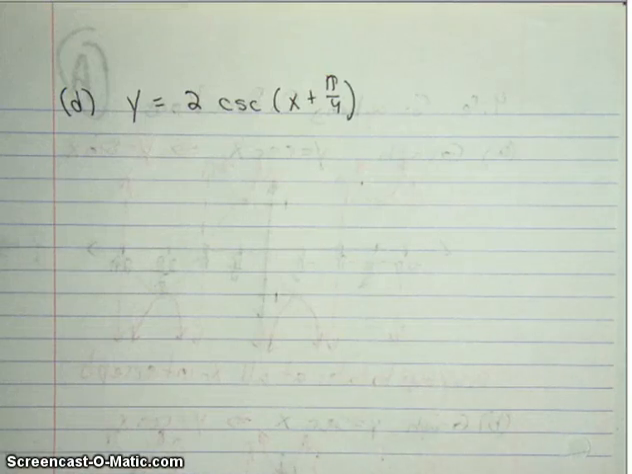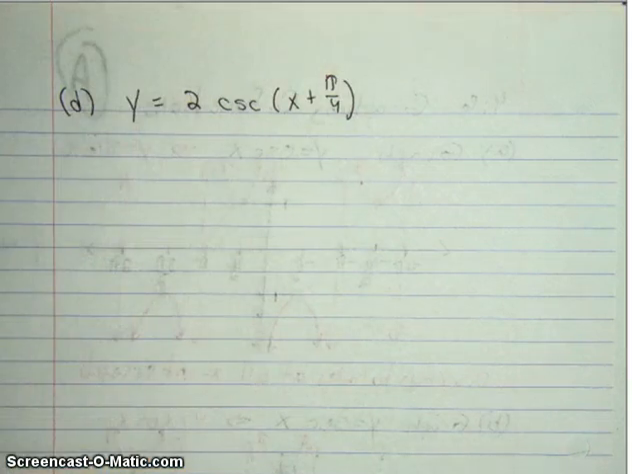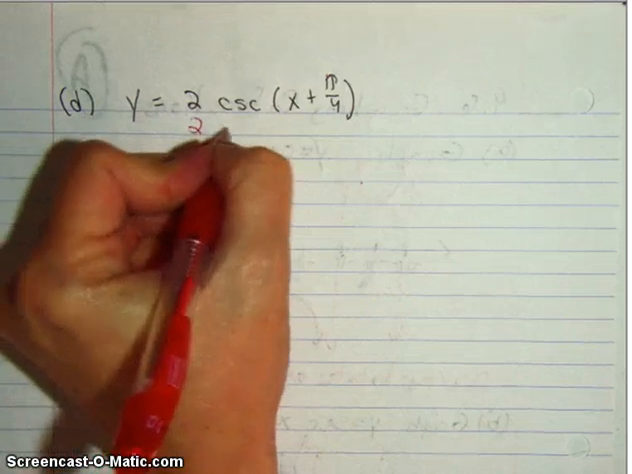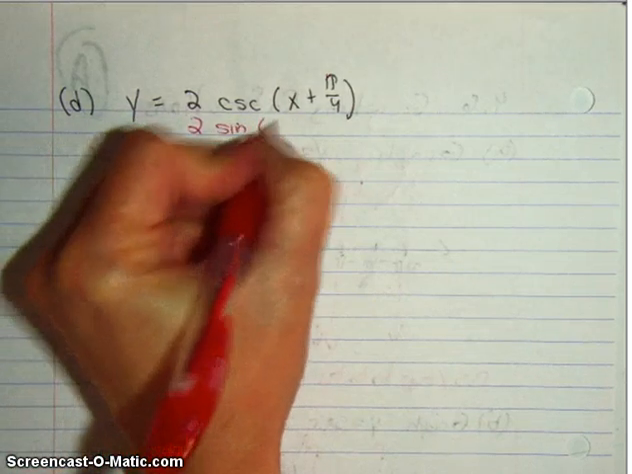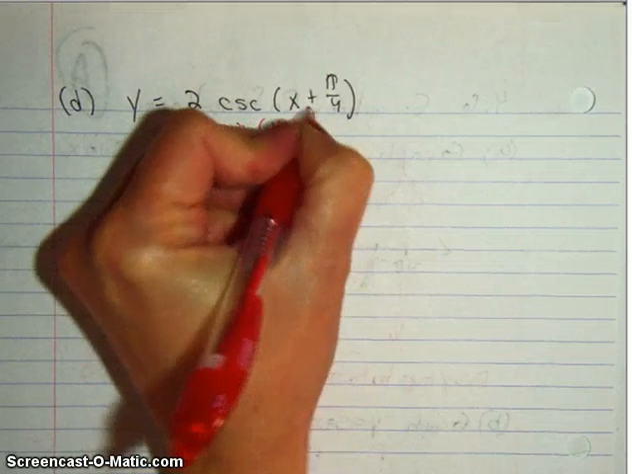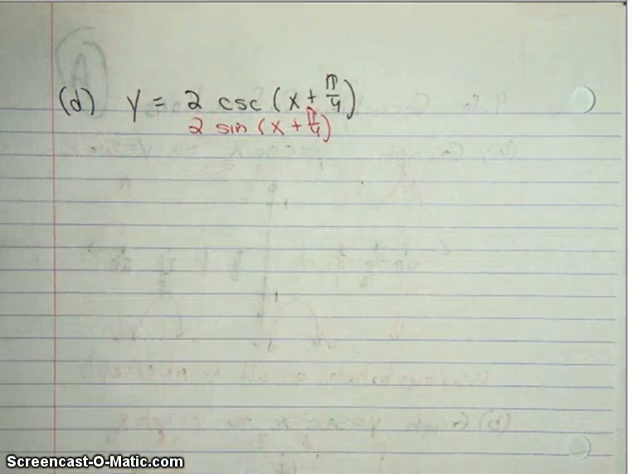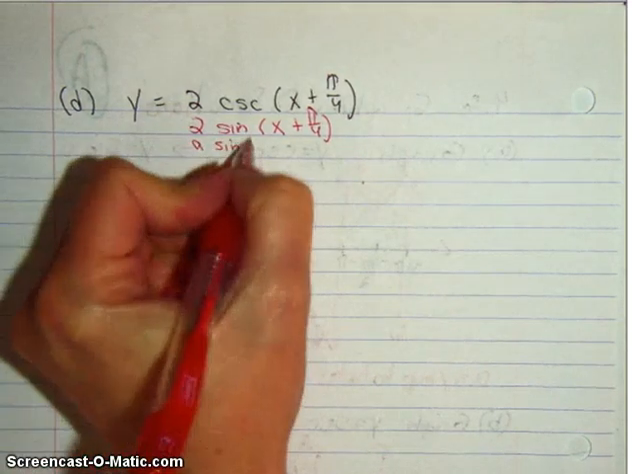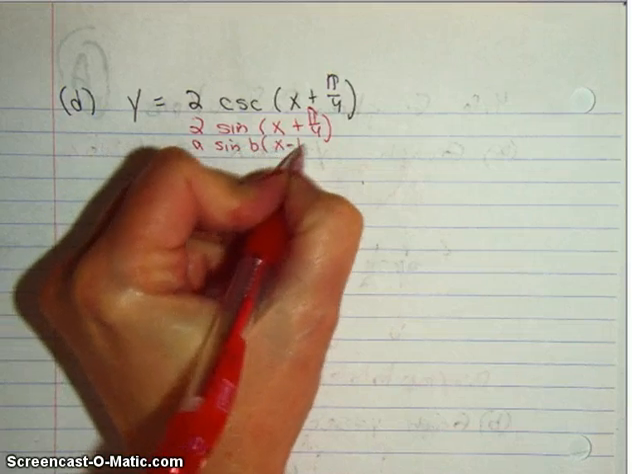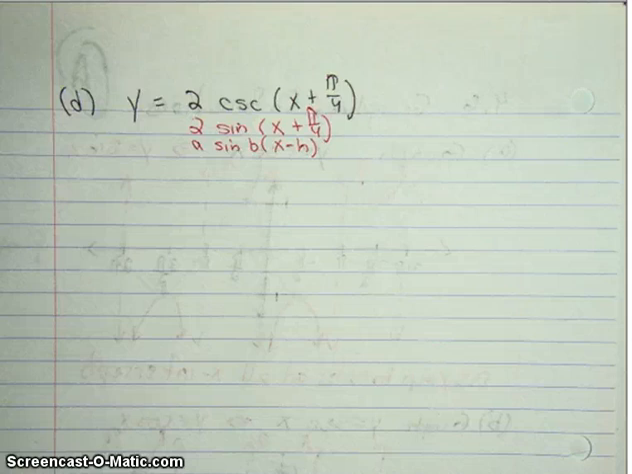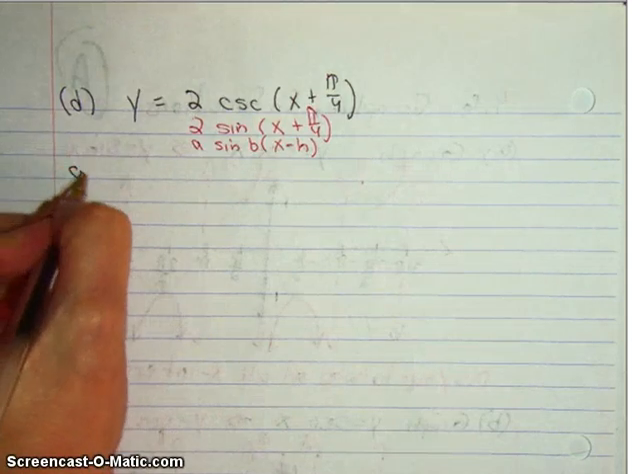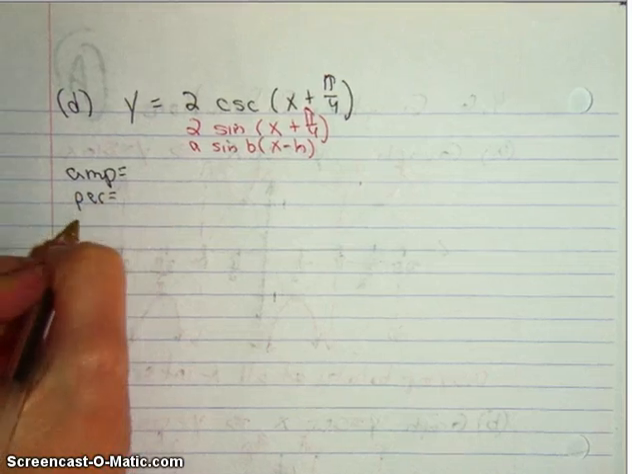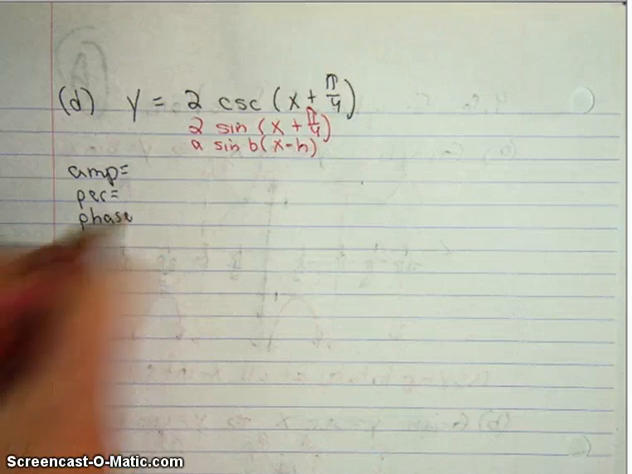Cofunction. Max, what's the cofunction of cosecant? Sine. Good. So we're actually going to graph 2 sine x plus pi over 4. Now hopefully by Friday we can look at that as a sine b x minus h. So there is no k. So I will ask you for amplitude, period, phase, vertical.